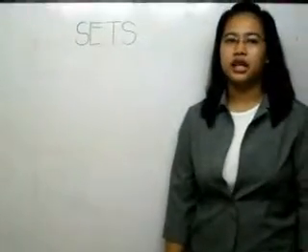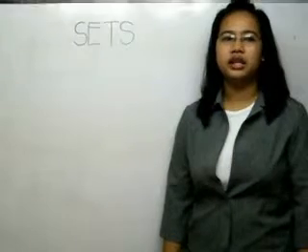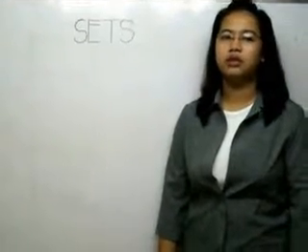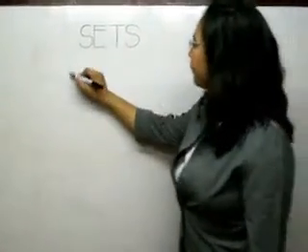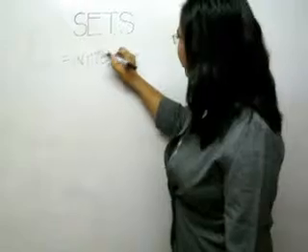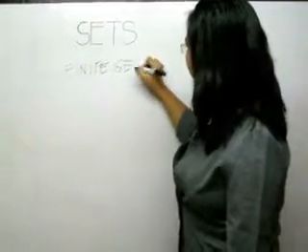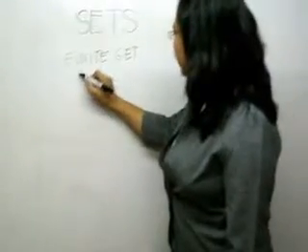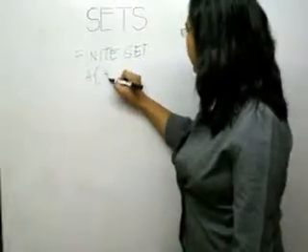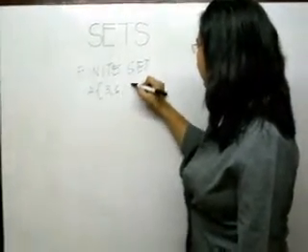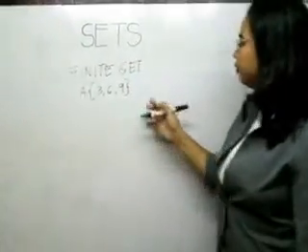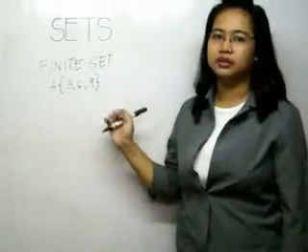The third kind of set is the finite set, wherein A is finite if it contains only a countable number of elements. Let's take set A: 3, 6, 9, wherein these numbers are countable.